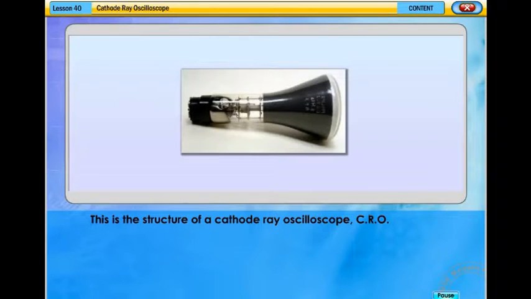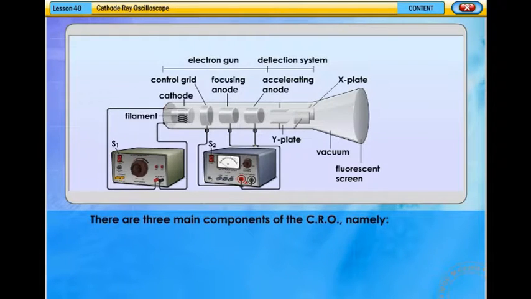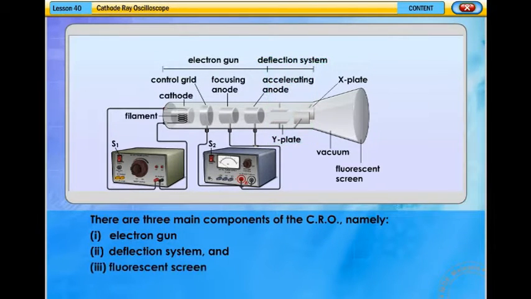This is the structure of a cathode ray oscilloscope, CRO. There are three main components of the CRO, namely 1. Electron gun. 2. Deflection system. And 3. Fluorescent screen.